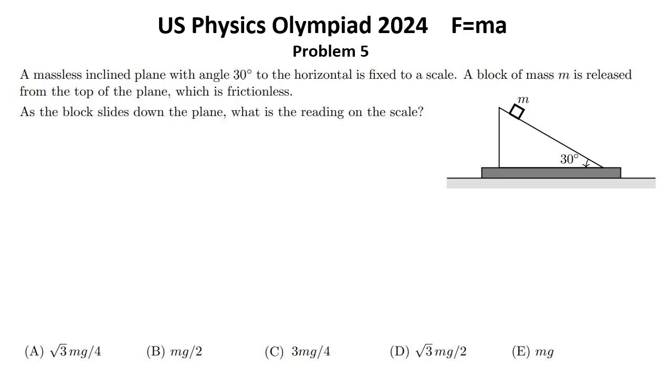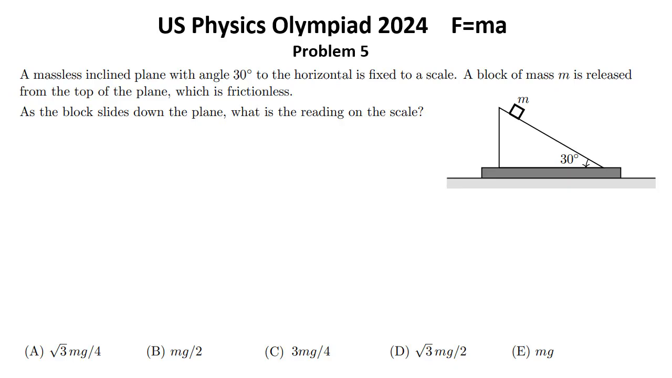Problem number 5. A massless inclined plane with angle 30 degrees to the horizontal is fixed to a scale. A block of mass m is released from the top of the plane, which is frictionless. As the block slides down the plane, what is the reading on the scale?